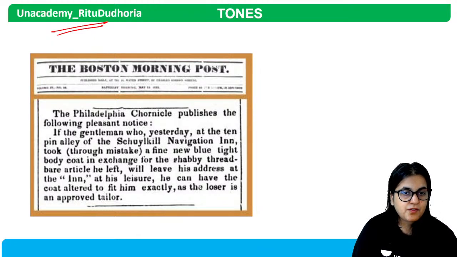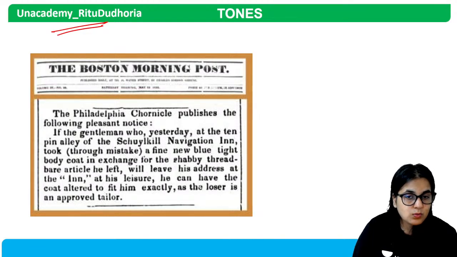Hello, first one. The Philadelphia Chronicle publishes the following pleasant notice. If the gentleman who yesterday at the 10-pin alley of Navigation Inn took through mistake a fine new blue tight blue coat in exchange for the shabby threadbare article he left, will leave his address at the inn at his leisure. He can have the coat altered to fit him exactly, as the loser is an approved tailor.